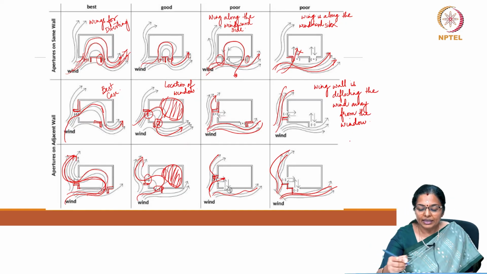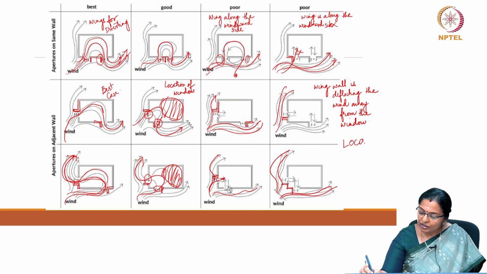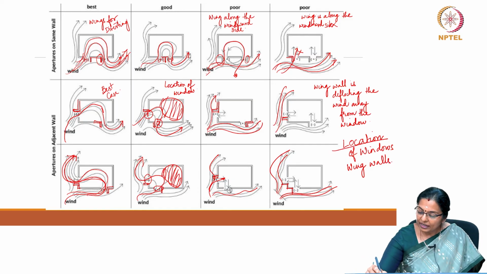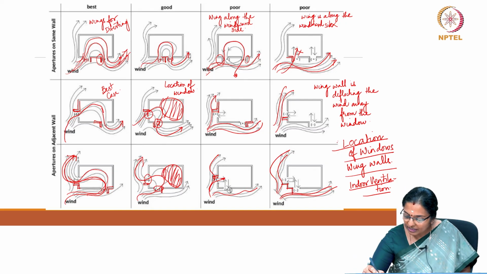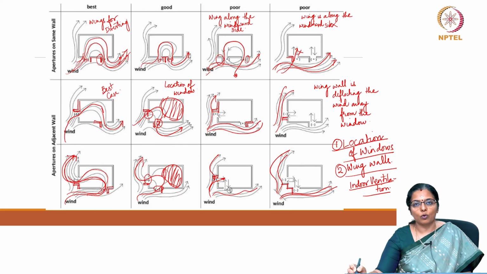So, in this class, we have seen the significance of location of windows and the role of wing walls in enhancing indoor ventilation. So, how is indoor ventilation enhanced? Due to the location of windows and the use of wing walls.